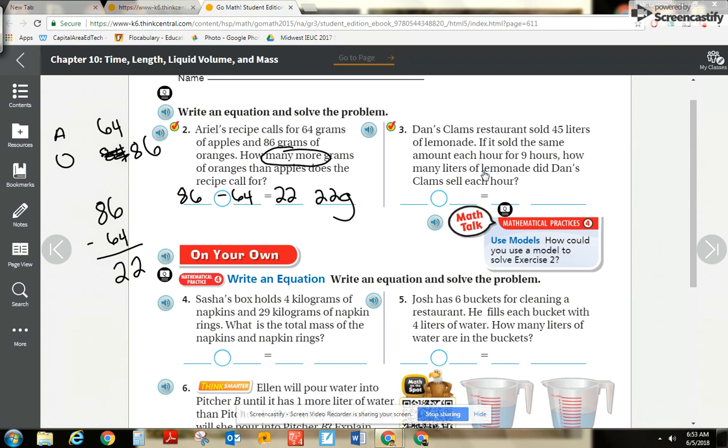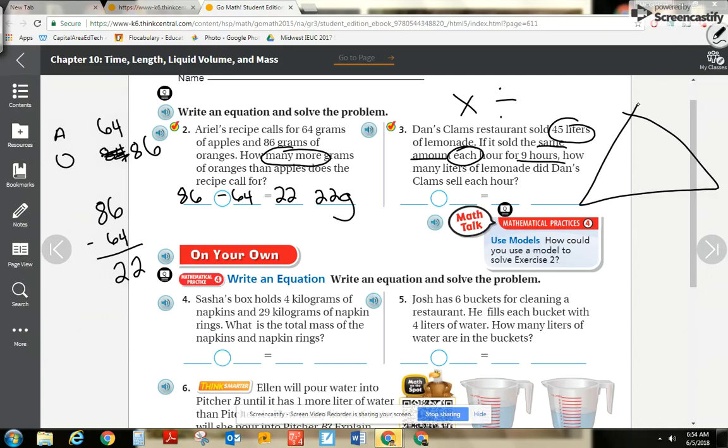Number 3, if you didn't solve this one, you need to solve it now. All right. Dane's Claims restaurant sold 45 liters of lemonade. If it sold the same amount each hour for 9 hours, how many liters of lemonade did Dane's Claims sell each hour? All right, so it looks like we sold 45 liters of lemonade, and if it sold the same amount, it's usually multiplication or division. And there's that each there too that kind of helps us, for 9 hours. How many liters of lemonade did Dane's Claims sell each hour?